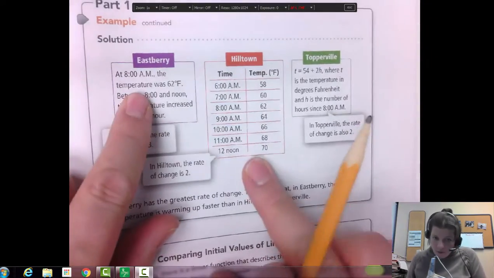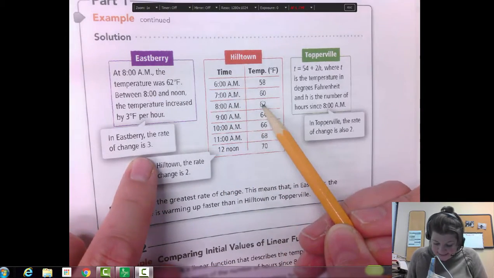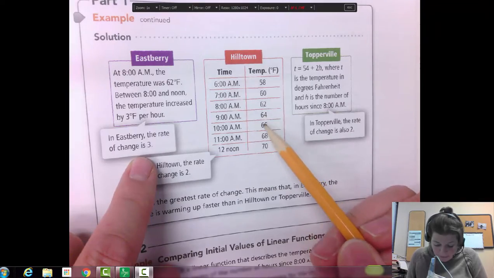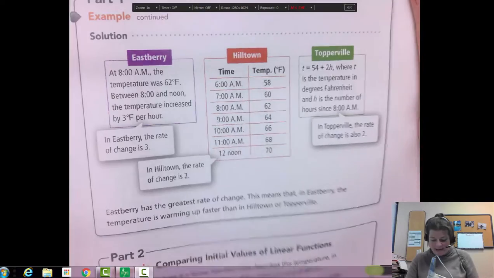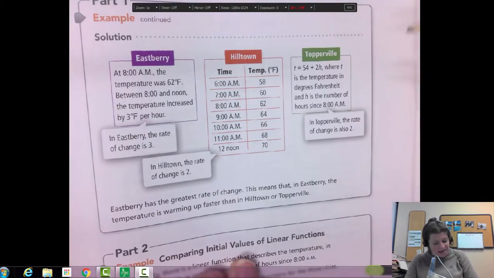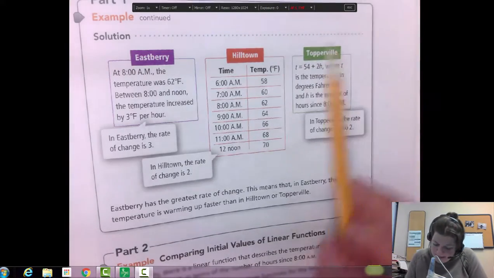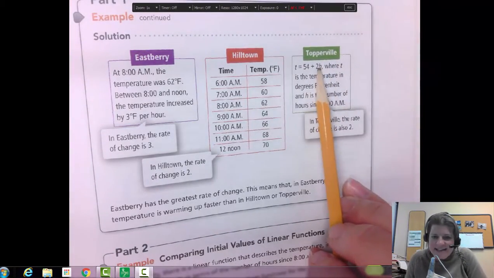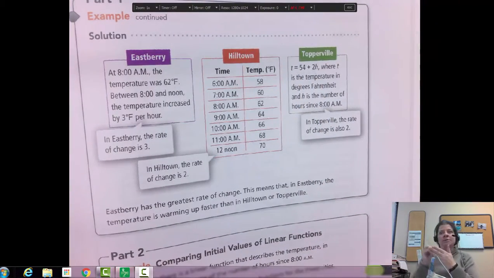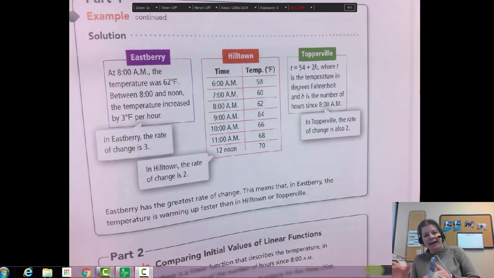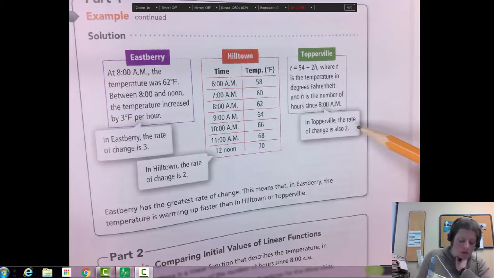Because they're in a different format, it might be nice if you wrote this out just like this one. 8 a.m., you start at 62, but you're going up 3, 3, 3, 3 from there on out. And that might help you be able to see that. Let's see, what if we had Topoville and they gave you an equation here, and look at the rate. It's connected to the h. The 54 is kind of backward, right? We like it in y equals mx plus b, or mh plus b, but it's not. So this one also has a rate of change of 2.